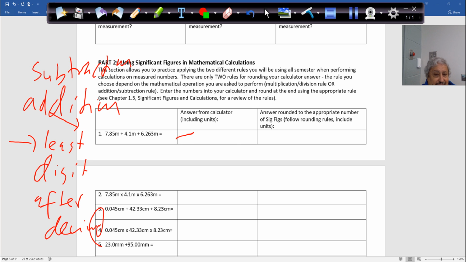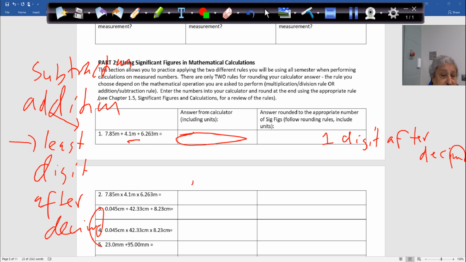How many? Well, this is from the calculator here, correct? So how many digits after the decimal? One digit after the decimal, correct? Why is it one digit? Look at this. This is one digit. This is 3 digits. This is 2 digits. The least one is what? It's 1 digit. So you have 1 digit.